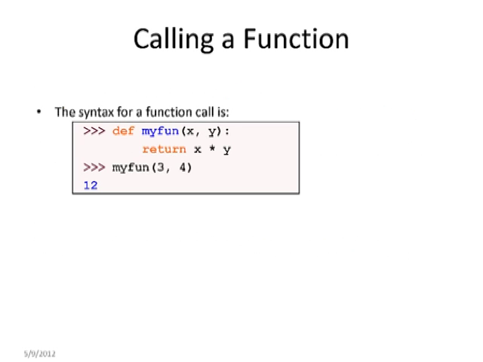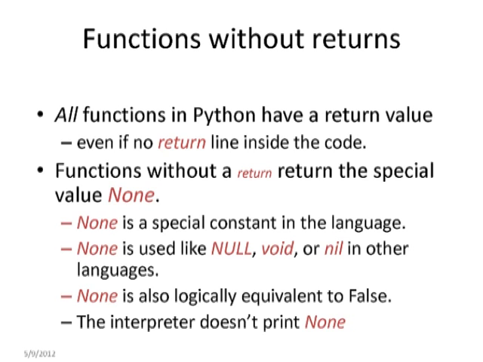Okay, so it is a simple function. It has two arguments. The function name is myfun, and x and y are the arguments. We have defined the function as return x star y. Now the function is called similarly as in other languages, that is, the function name and the arguments in brackets. It will return the value. And if you have not written any return statement, then by default it will return None. None is like null in C language, and it is equivalent to false.